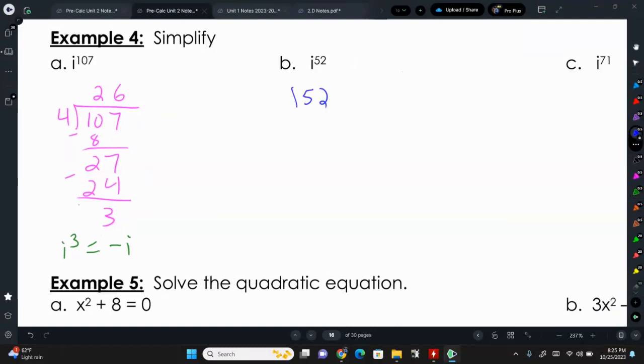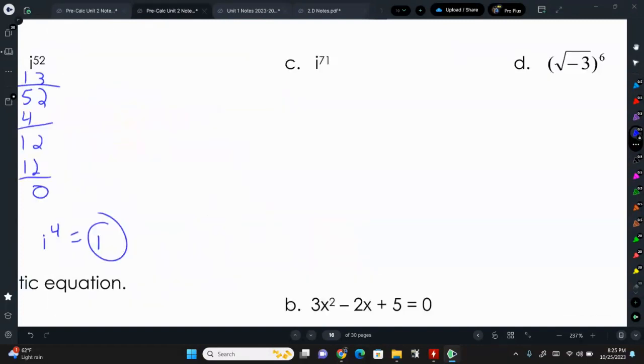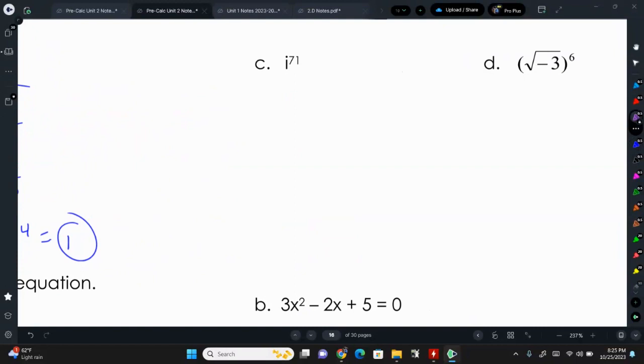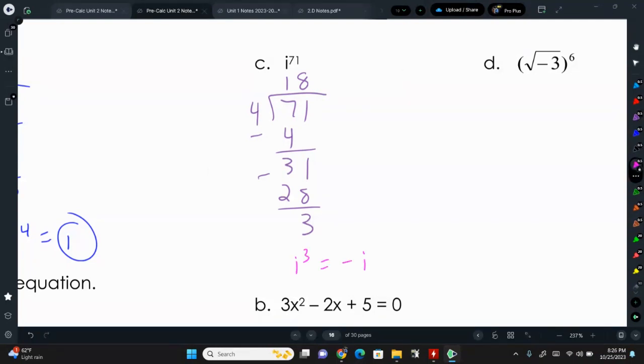Then we have i to the 52, divided by 4. Okay, 52 divided by 4 gives us 13 with no remainder. So this is equal to i to the fourth, which is positive 1. Okay, then we have 71. 71 divided by 4 goes in once. Okay, it goes into 31. 8 times 4 is 28, and we get a remainder of 3. So it's going to be the same as letter A, i to the third power, which is negative i.